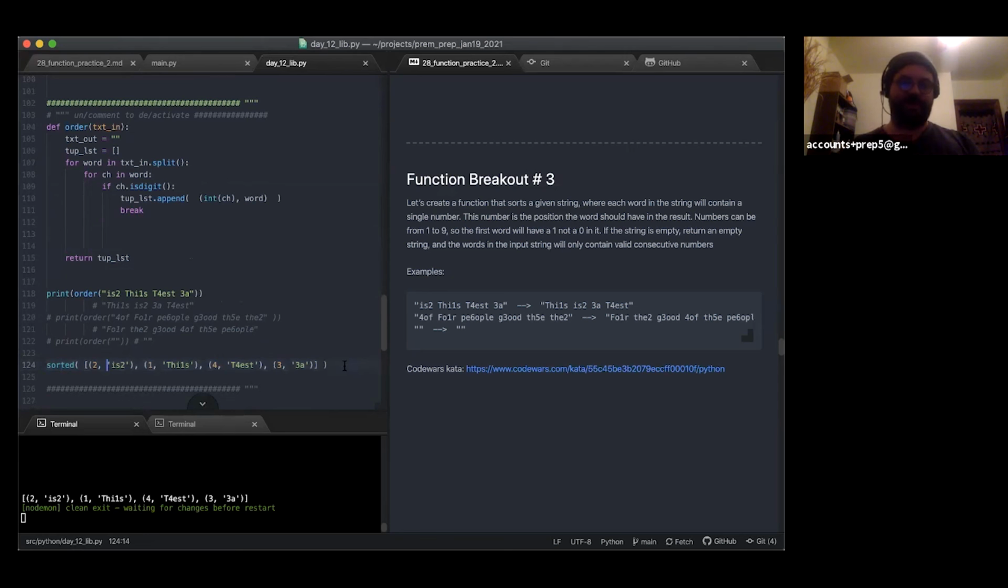Oh, of course I didn't print it. So let's do that. We'll print it out and we'll see it. Okay. So now what I want to do is extract just the second element, so the words, from each tuple in the list. So what I can do is for num and word in sorted tup list.